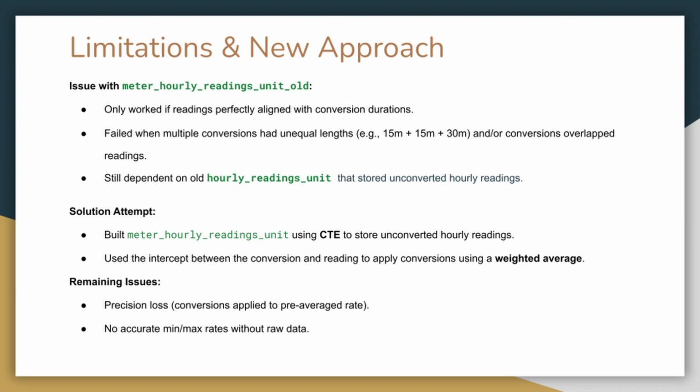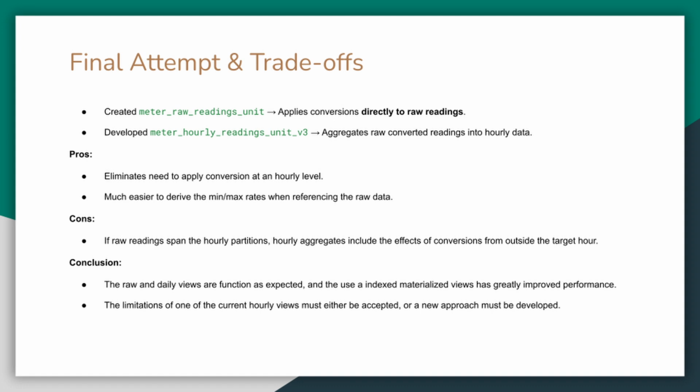This solved the aforementioned issues, but further testing revealed that there was a loss of precision due to applying conversions to an average hourly rate. It was also impossible to derive accurate minimum and maximum ranks without referencing the raw data. To address this loss of precision, we created an additional materialized view that applied conversions directly to the raw readings and stored the results. Then we developed a new hourly view, which aggregates converted raw readings into hourly data, similar to how our daily view functions.